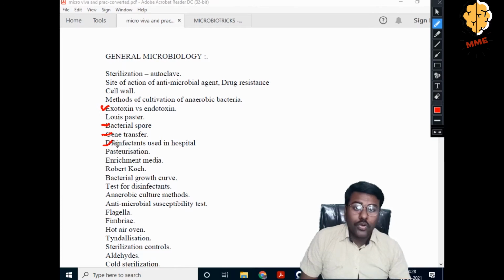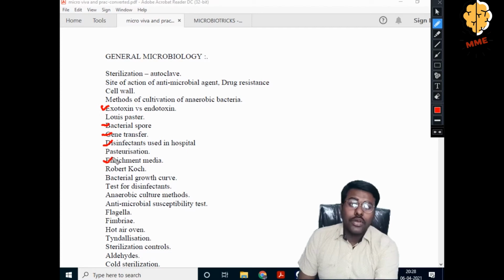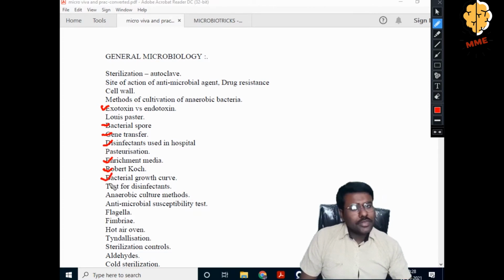This is very important for your Viva exam. What is enrichment media? Enrichment media is very important for your Viva exam. Okay, and then the Robert Koch postulates is very important for your Viva exam. Bacterial growth curve may be asked. Tests of disinfection, I said that disinfection is a hot topic for your Viva exam.